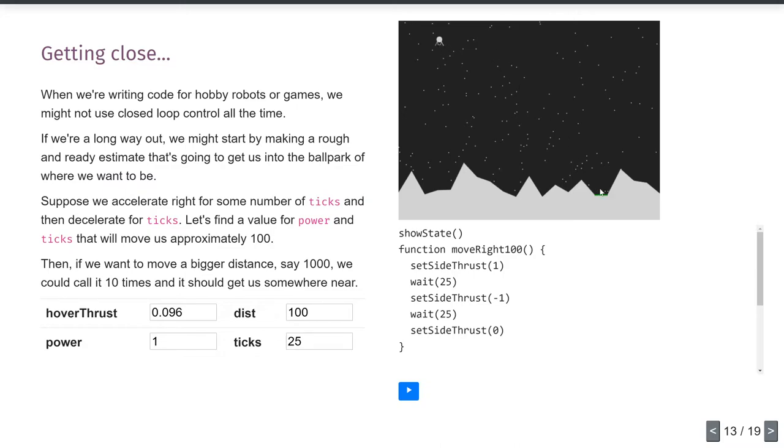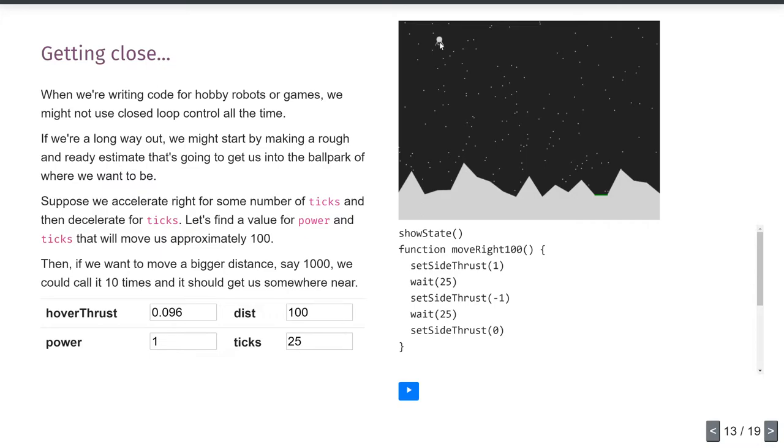Now, for our hobbyist stuff, we can kind of cheat a little bit. I talk a lot about closed loop control and how we can use that. When we're doing this kind of hobbyist robots and games, we might not actually do closed loop control all the time. The analogy I'll use for a moment is how people point with the mouse. If I wanted to put the mouse on the space shuttle, then I might move very quickly somewhere nearby and then control my mouse onto the target. It seems to be what people tend to do according to research.